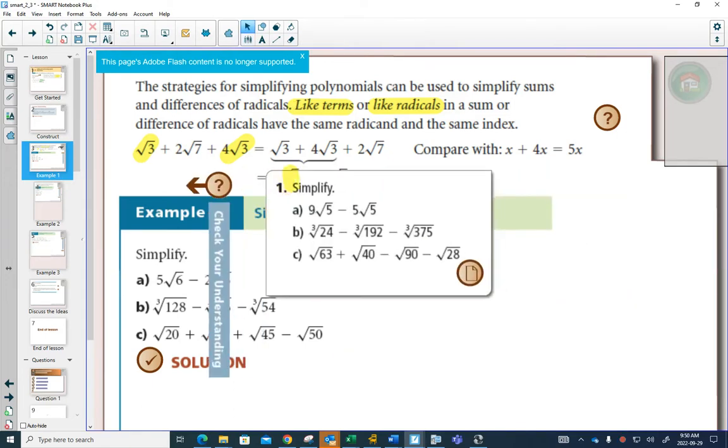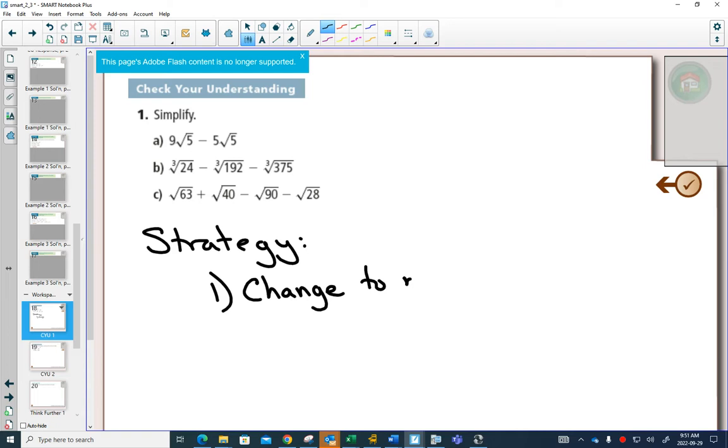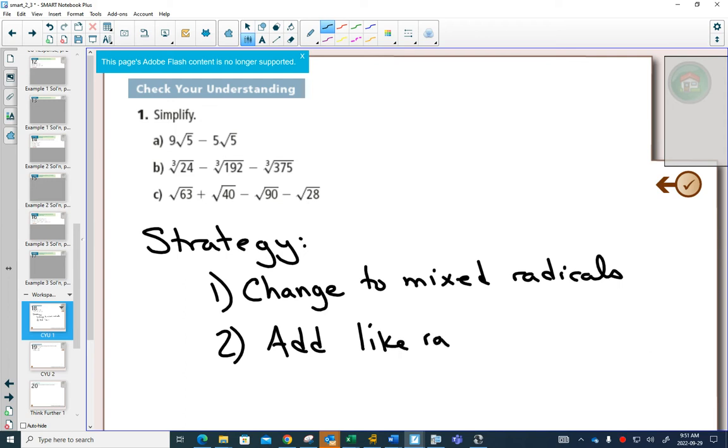So when we go to example 1, we can write out the strategy. First, in order to find out what family something belongs to, we have to change everything to mixed radicals. And then we'll be able to add the ones that are alike.